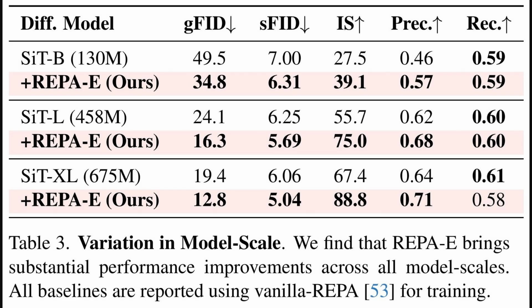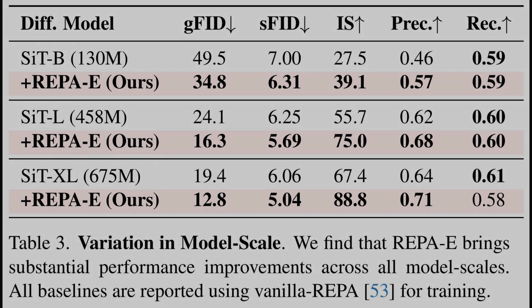So we just saw those really nice final images from the SIT-XL model using REPA-E. Table 3 here gives us the numbers to back that up, and shows it works across different model sizes too. It compares standard REPA training with REPA-E for SIT models, base, large, and XL. Looking at the generation quality metrics like GFID and SFID, lower is better, and inception score, where higher is better, REPA-E wins consistently. For example, with the XL model, GFID drops significantly from 19.4 down to 12.8. So yeah, this confirms REPA-E provides substantial improvements no matter the scale of the diffusion model.